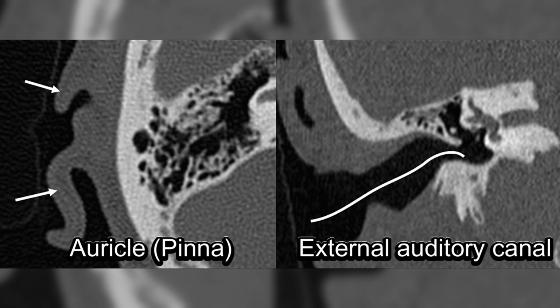The external ear consists of two distinct parts, both anatomically and functionally: the auricle, also known as the pinna, and the external auditory canal. The auricle captures, concentrates, and amplifies sound waves, channeling them into the external auditory canal, which transmits these sound waves as vibrations to the tympanic membrane.